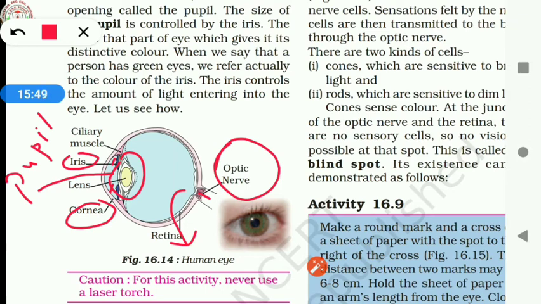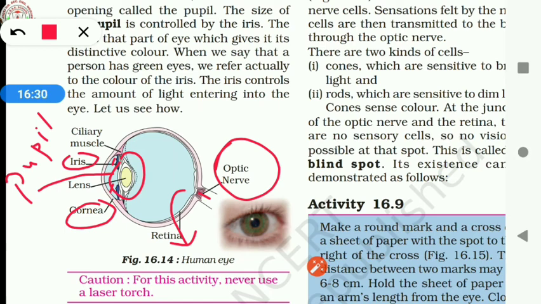There are two kinds of cells: cones, which are sensitive to bright light, and rods, which are sensitive to dim light. These cones and rods help us to see objects in bright light as well as in dim light. Cones sense color.